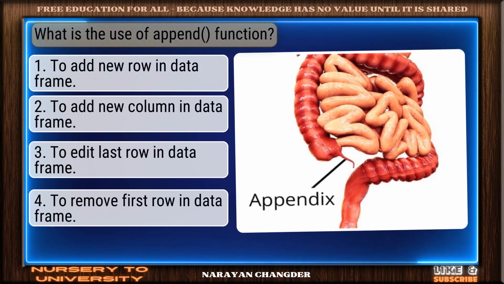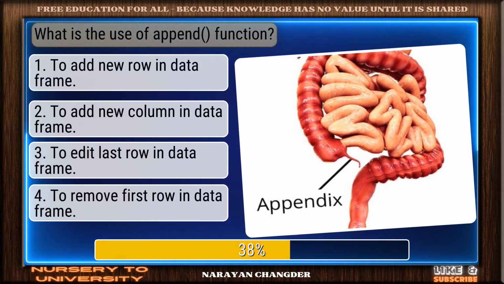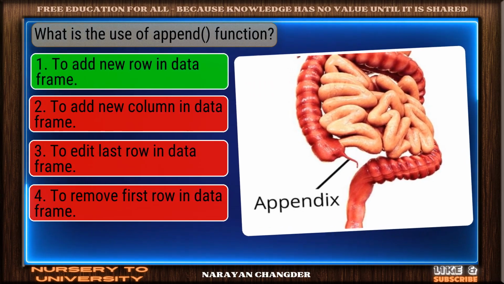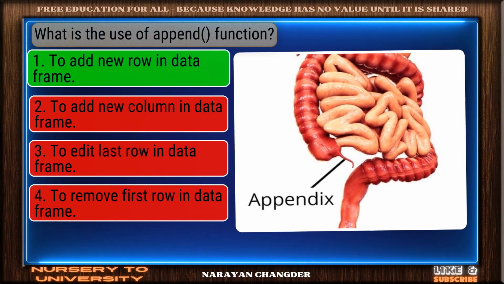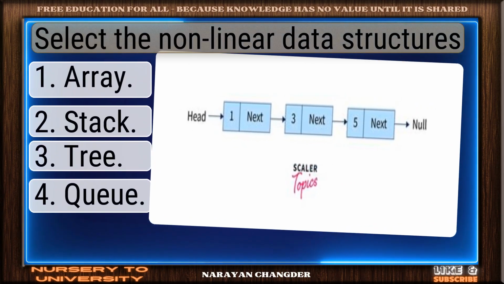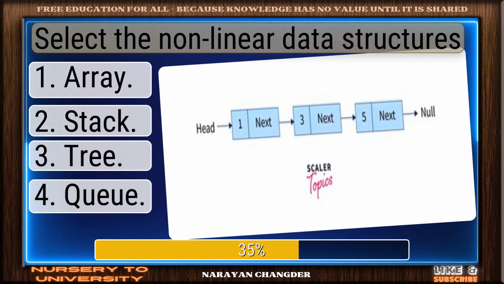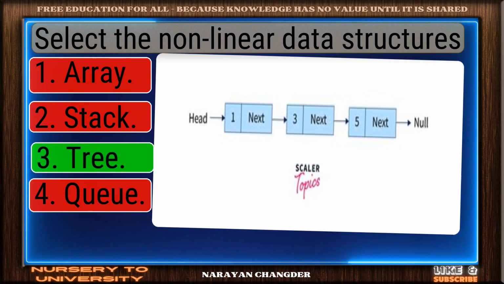Question number 1. What is the use of append function? Nicely done. To add new row in data frame is a solid answer. Question number 2. Select the non-linear data structures. On track. Tree is the correct answer.